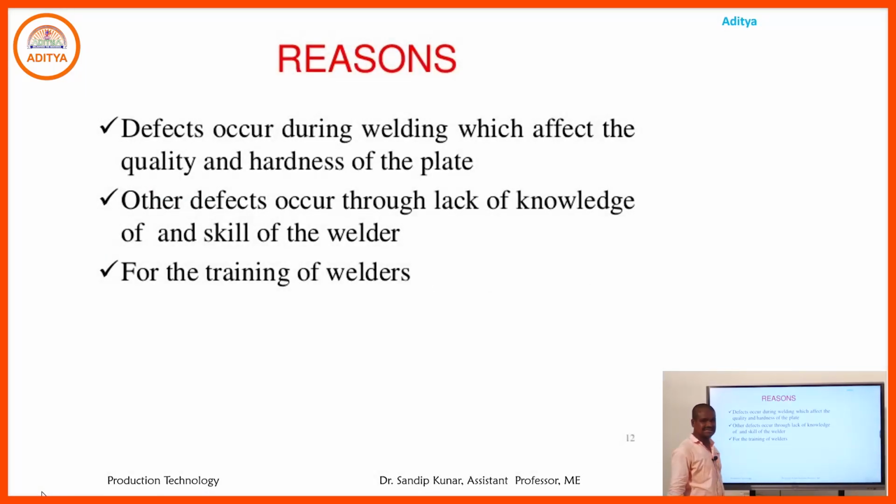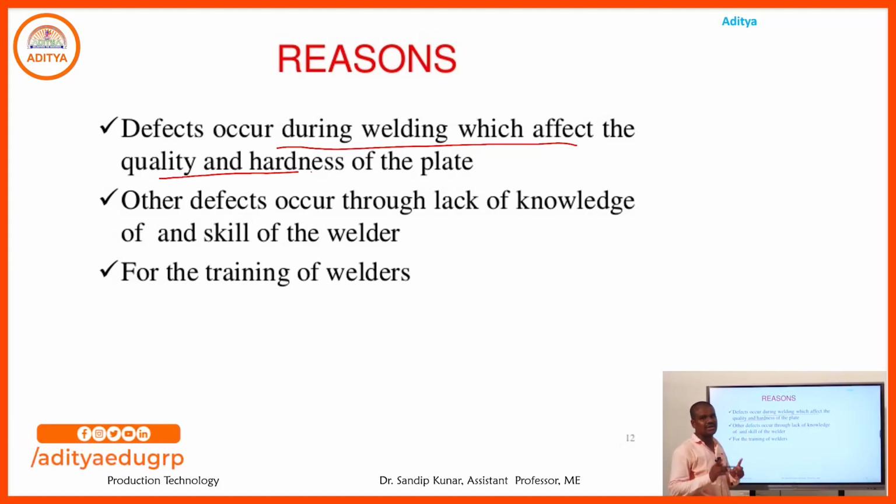Reasons. What are the reasons? Defects occur during welding which affect the quality and hardness of the plates. I have already discussed the different welding defects. Due to those defects, weld quality can sometimes deteriorate. So before using that welding plate or welding components, we must check the quality of the weld strength. That is necessary.